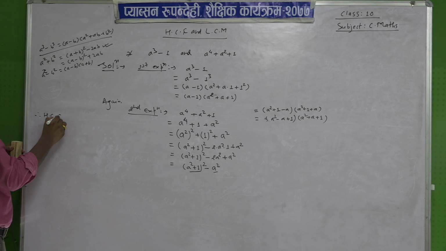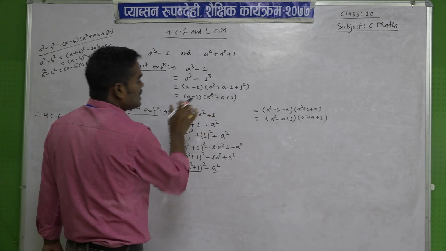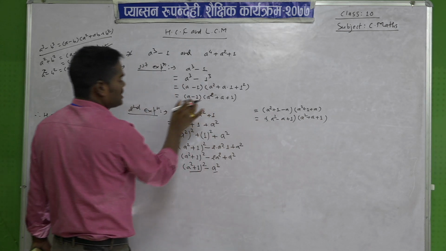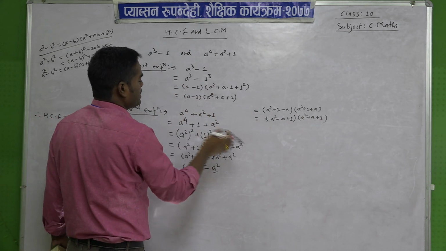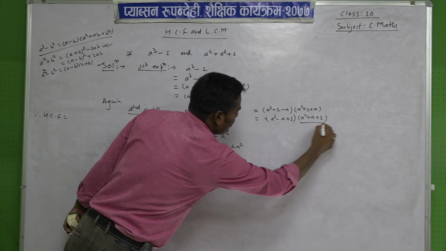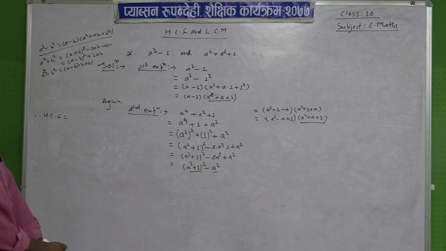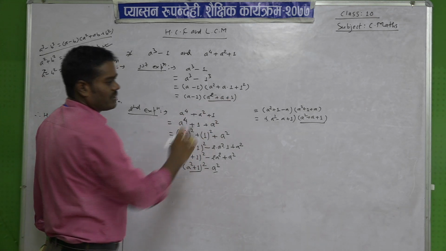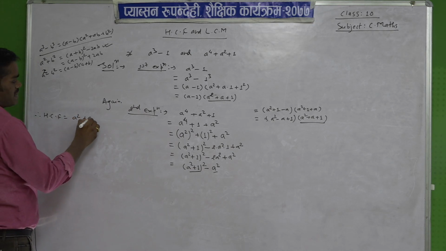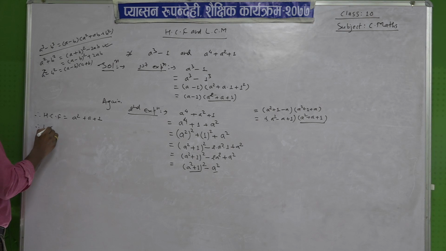Therefore, for the SCF you have to see what factors are common in both. Here, a minus 1, are you watching? No, a minus 1 is not a common factor. But a square plus a plus 1 you are watching here, and here also. So this factor lies in both expressions. So a square plus a plus 1 is the common factor. So this is the SCF. And now the term for LCM.